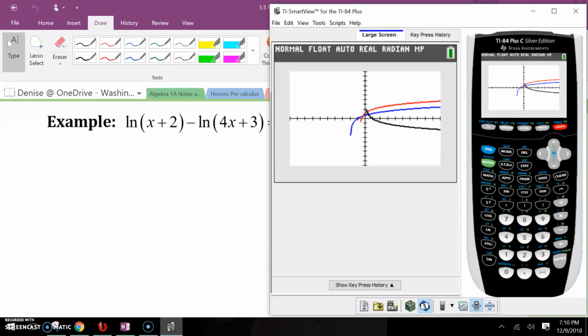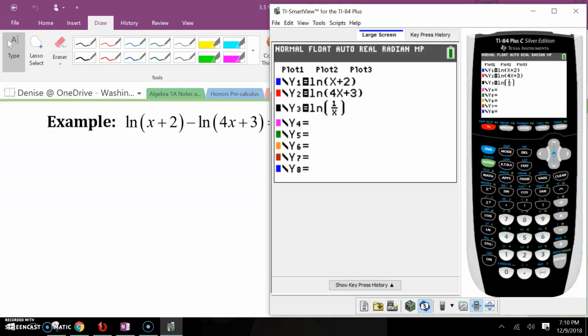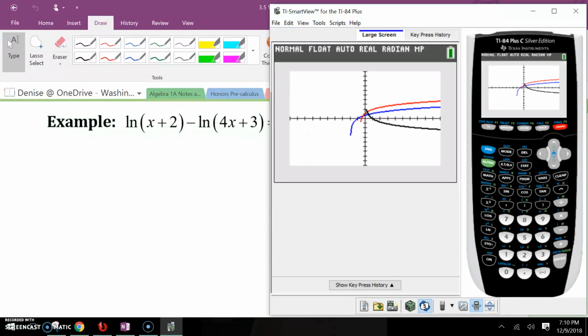So in the calculator, I have the natural log of x plus 2 is going to be my blue equation. The red one is the natural log of 4x plus 3. And the black one is the natural log of 1 over x. So when I look at the graph, what I see is the natural log of x plus 2 has a domain from negative 2 to infinity. The natural log of 4x plus 3 has a domain of negative 3/4 to infinity, and my natural log of 1 over x has a domain from 0 to infinity.